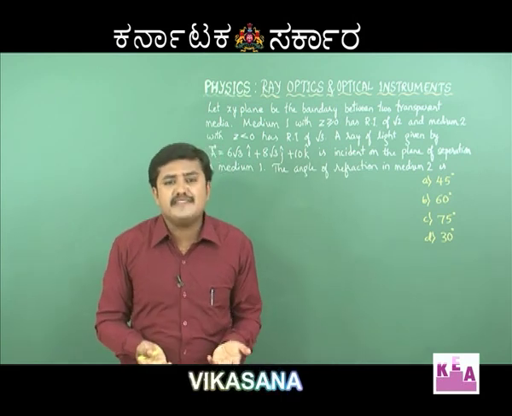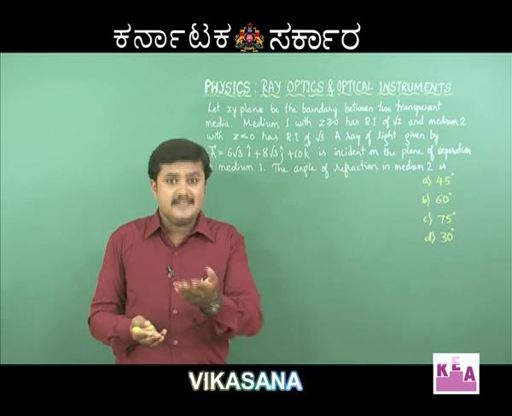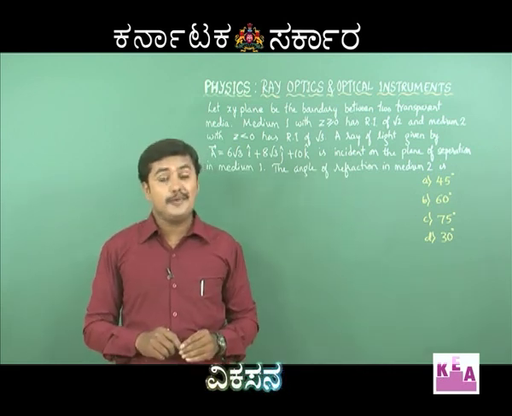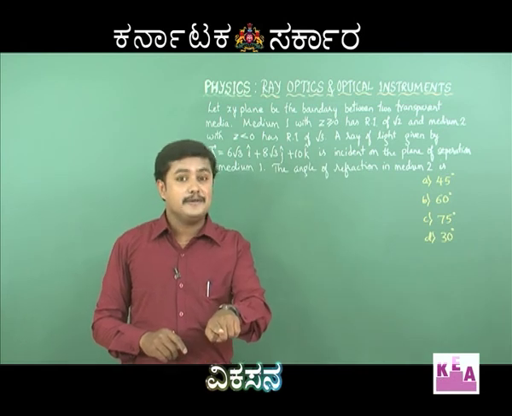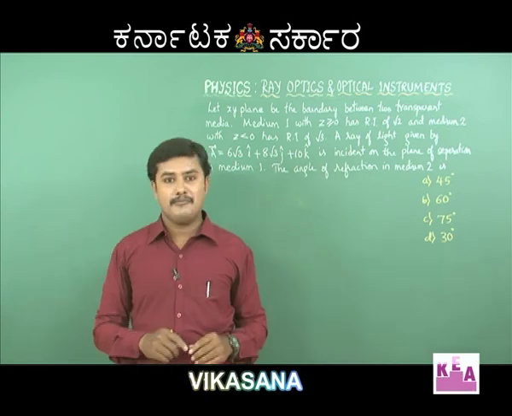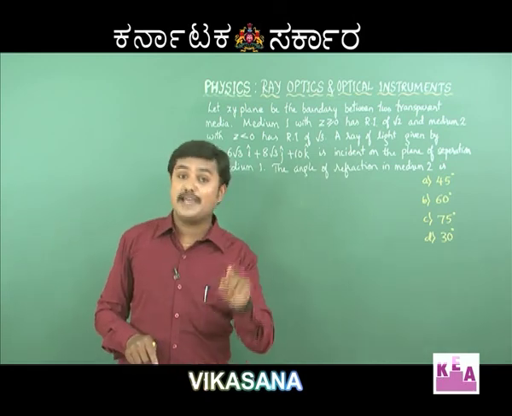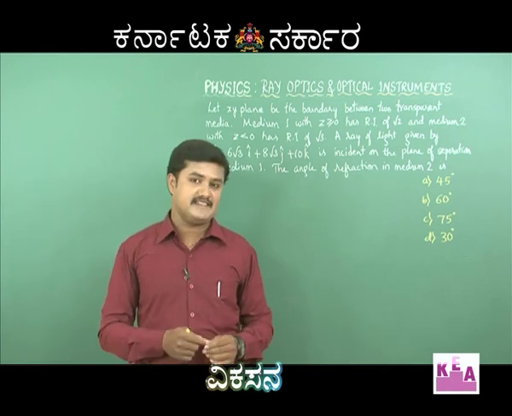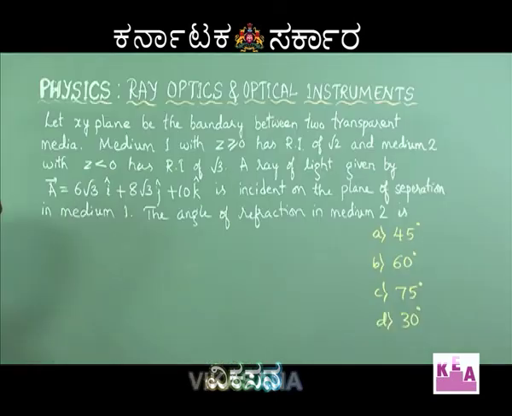Using simple Snell's law you can calculate sin r, that is the angle of refraction, provided the angle of incidence is known. But here the angle of incidence is not given. The beauty of this problem is the incident ray is given in vector form, using which you have to find out the angle of incidence first and then find out the angle of refraction using Snell's law. Let's understand the problem like this.